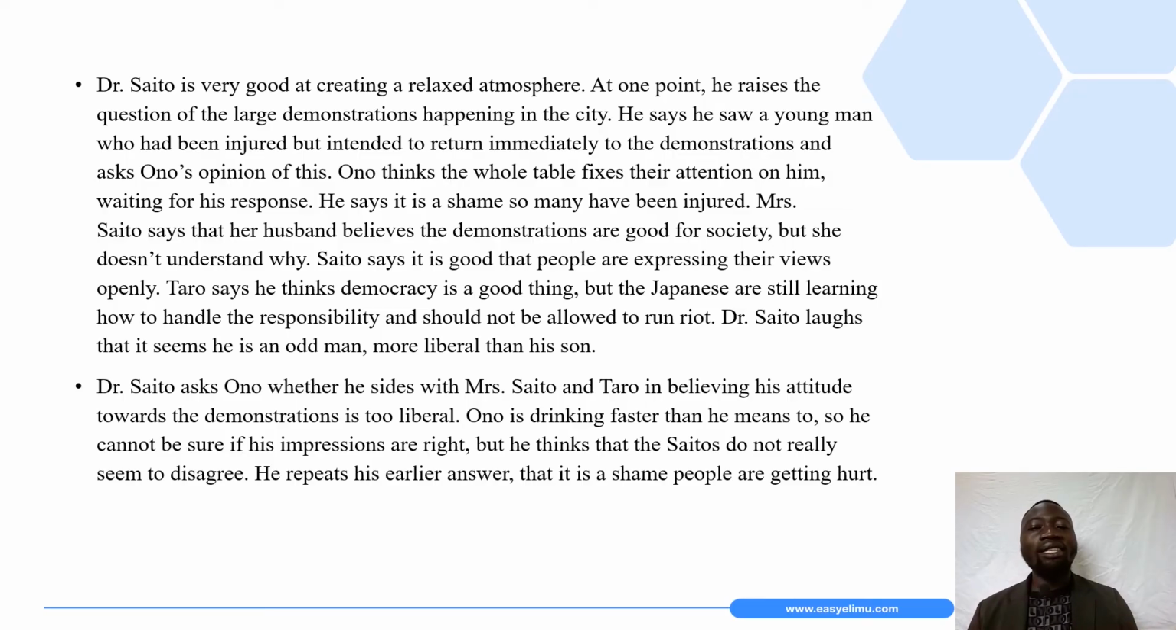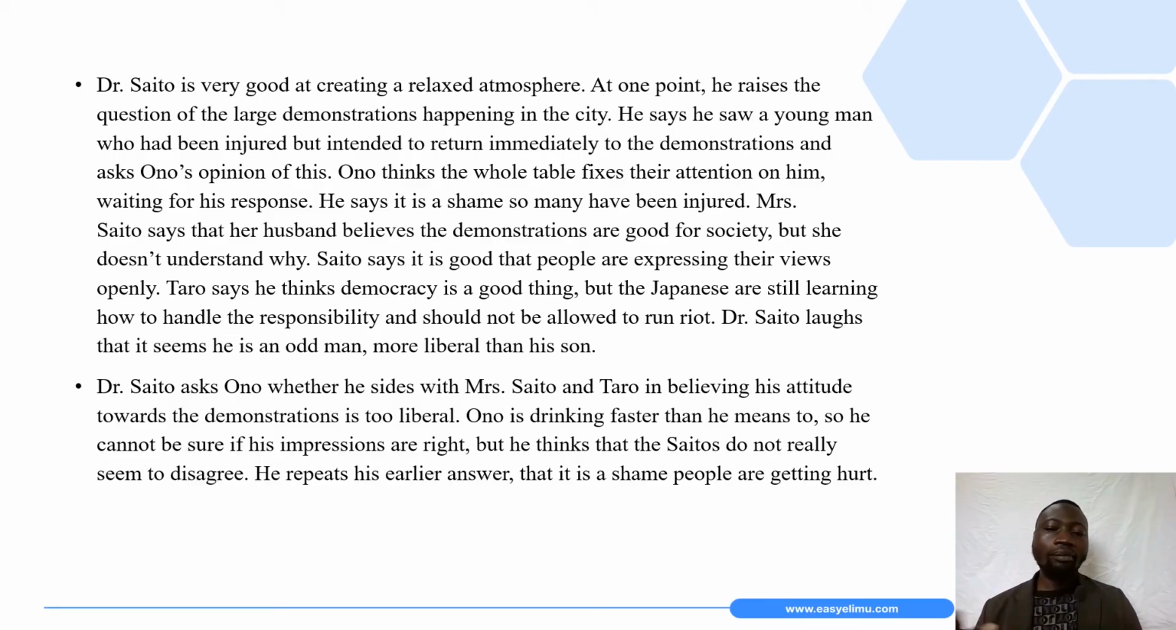So he says, it is a shame so many have been injured. So Mrs. Saito says that her husband believes the demonstrations are good for society, but she doesn't understand why. Saito then says it is good that people are expressing their views openly. Another thing is that Taro says he thinks democracy is a good thing, but the Japanese are still learning how to handle the responsibility and should not be allowed to run riot. So Dr. Saito laughs that it seems he is an odd man, more liberal than his son.